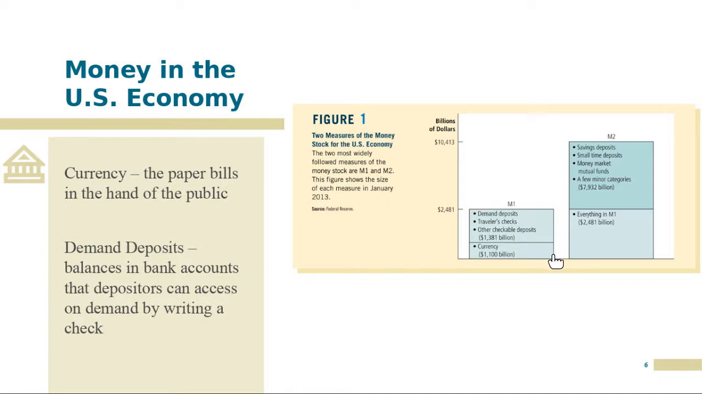Now, just an interesting thing I want you to notice here. How can we only have $1,100 billion of currency and yet $2,481 billion in M1?